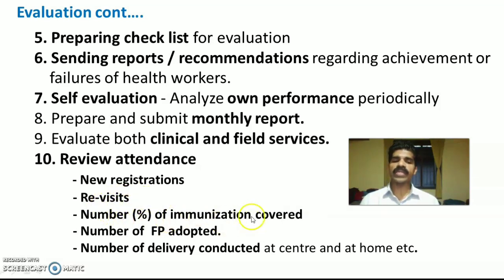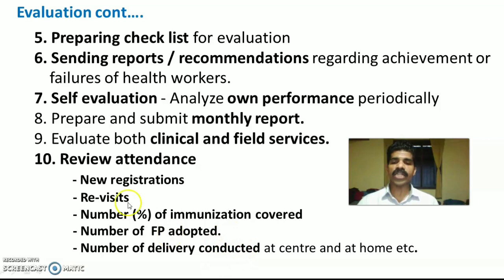The number of immunizations covered, or the percentage of immunization covered in under 5. The number of family planning methods adopted by the eligible couples, that is temporary and permanent methods like vasectomy and tubectomy sterilization. The number of deliveries conducted both at the health center and at home, as domiciliary midwifery. So the number of deliveries conducted in the primary health center, and at home, etc.